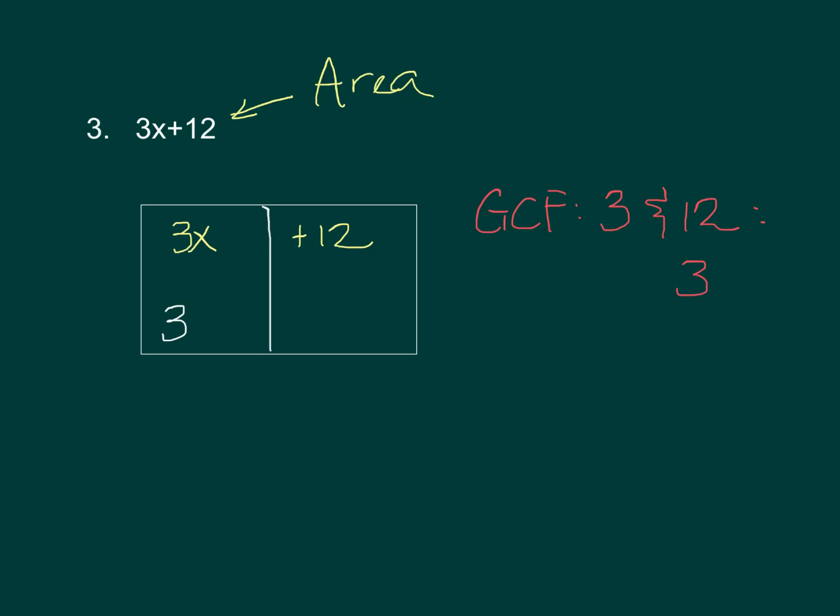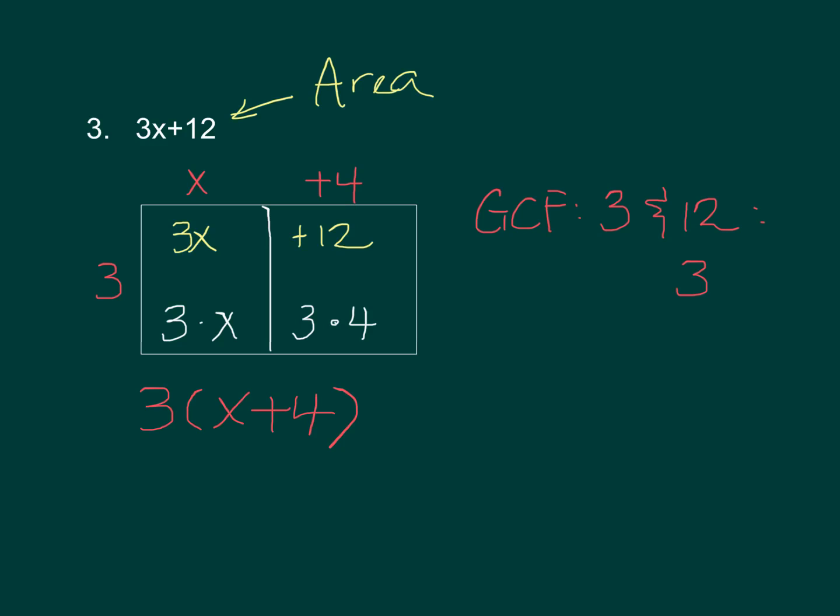So 3x comes from 3 times x. And for the 12, if you have to use 3 as one of the factors, then it has to be 3 times 4. That means the width of this rectangle is 3, and the length is x plus 4. When you check your answer, 3 times x gives you 3x, and 3 times 4 gives you 12. So the answer is: you factor 3x plus 12, and you get 3 times x plus 4.